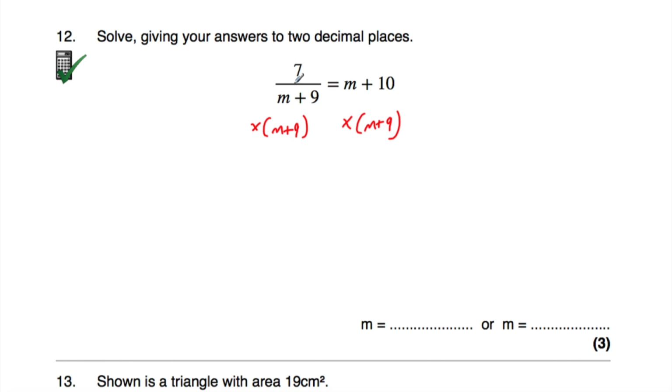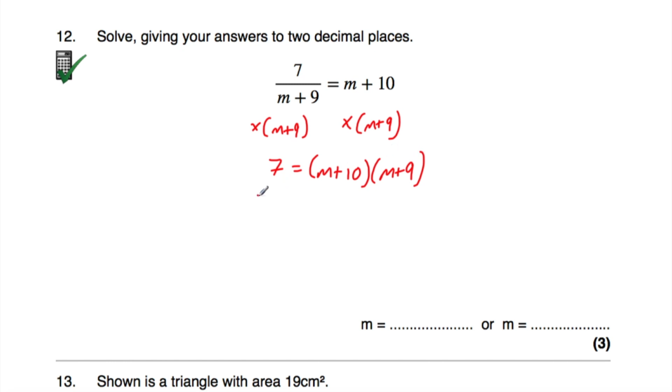So we've got 7 divided by m plus 9. We want to get rid of the divide by m plus 9, so we've timesed it by m plus 9, so we'd just be left with 7 on the left-hand side. And then on the right-hand side, we had m plus 10. I'm just going to put that in a bracket, and we're going to multiply that by m plus 9. So we've now got 7 equals m plus 10 times m plus 9.